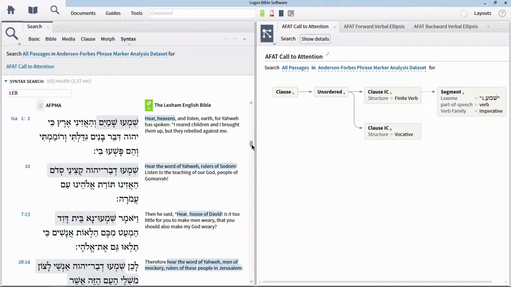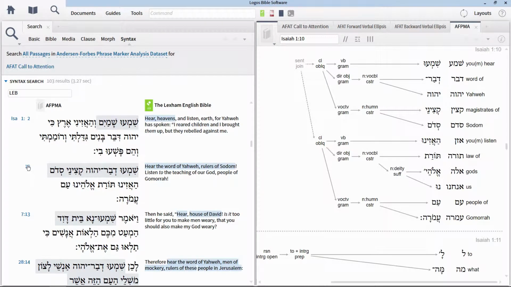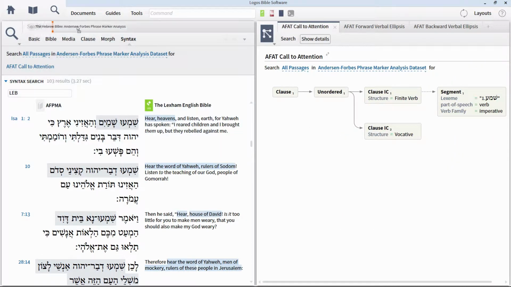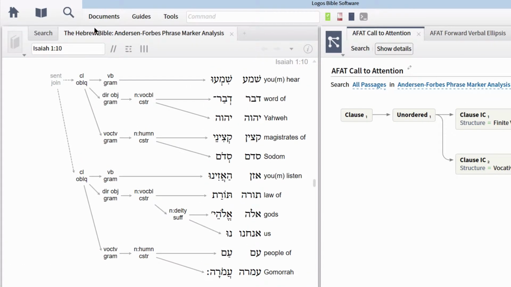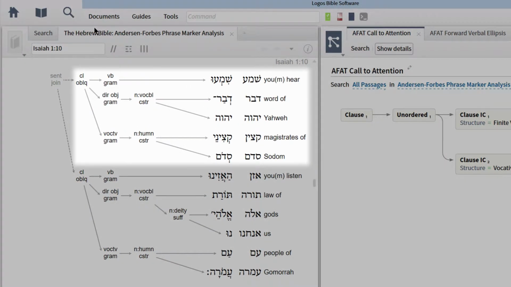Let's take a look at the visual query that we built to look a bit deeper. Click on the search result from Isaiah 1:10 in order to open the Anderson-Forbes phrase marker analysis. Make sure to position this resource in a parallel panel to our search query. In the phrase marker analysis, notice that we have a clearly marked clause that consists of clause immediate constituents, or kicks, of verb and vocative.